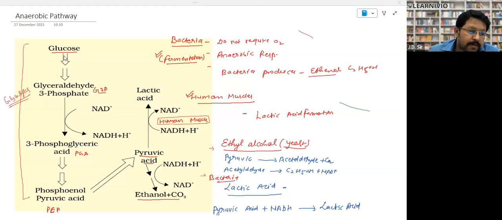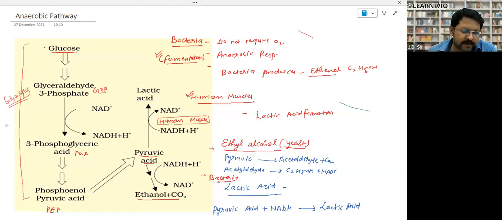So what I was telling is that we have already done the Krebs cycle in the last class, and today we are doing anaerobic respiration. So start with this slide only. In anaerobic respiration also, glycolysis takes place the same way it takes place in aerobic respiration. Whenever we talk about any type of respiration, the standard substrate is glucose. So glucose breaks down into glyceraldehyde 3-phosphate, G3P.